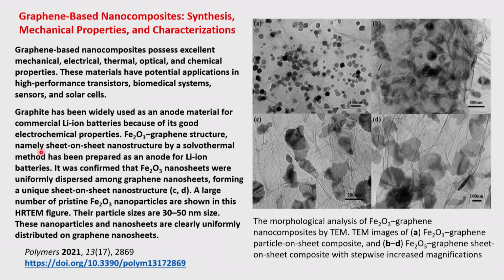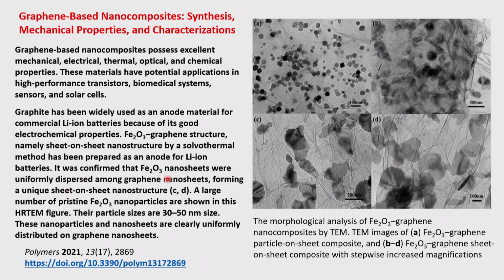Okay, so this is basically for a case where lithium ion batteries are being used, because graphite is used as a good conductor. Now this is a modified form of graphite with Fe2O3, and we don't need to go into the details of how it is synthesized, etc. It has been prepared as an anode for lithium ion batteries.